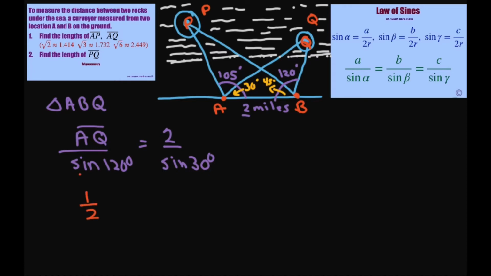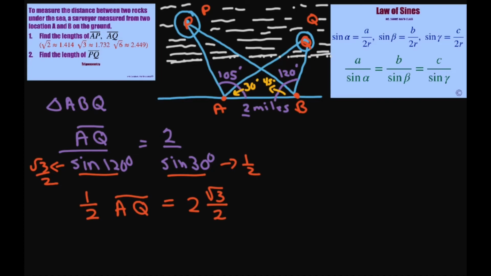This is going to be 1/2, when you simplify all this, 1/2 AQ equals 2 square root of 3 divided by 2. Because that's what this is. And this one was 1/2. All right, and simplifying that, the 2's cancel, so you're going to get the length of AQ equals 2 square root of 3. We're given square root of 3, so this is going to be 2 times that, which is approximately 3.464 miles.